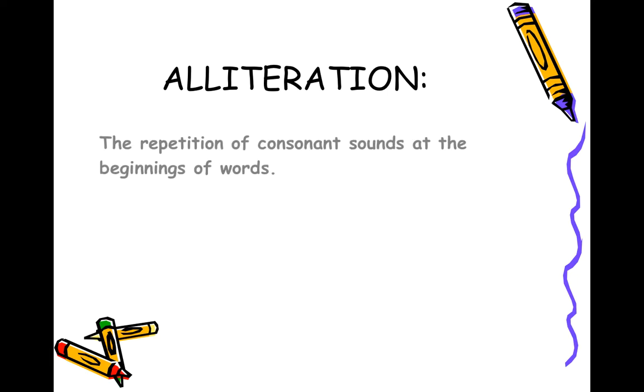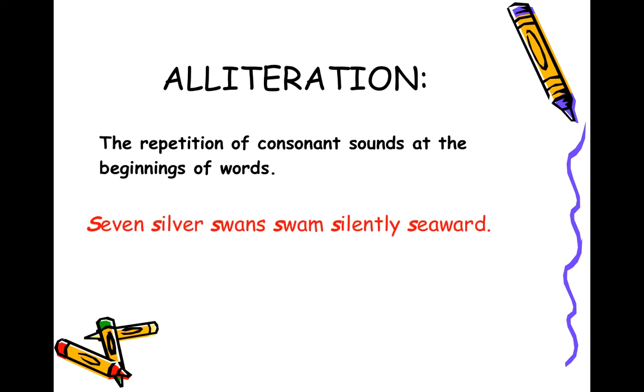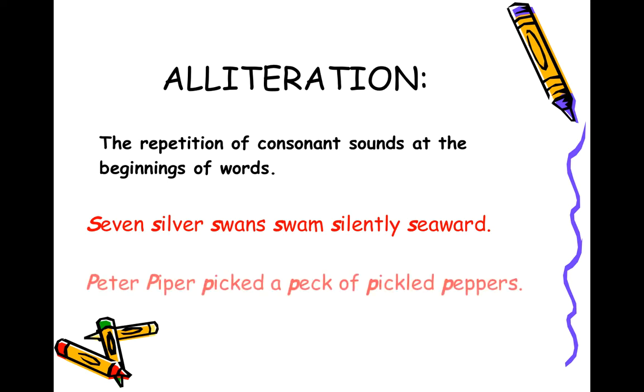Alliteration is the repetition of consonant sounds at the beginning of words. So basically it's the opposite of rhyme. Rhyme is the ending sounds, alliteration is the beginning sounds. Seven silver swans swam silently seaward. Or, this one you may have heard, Peter Piper picked a peck of pickled peppers.